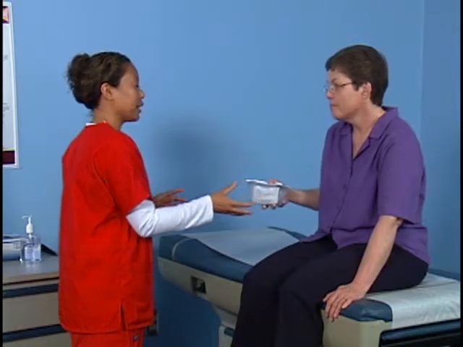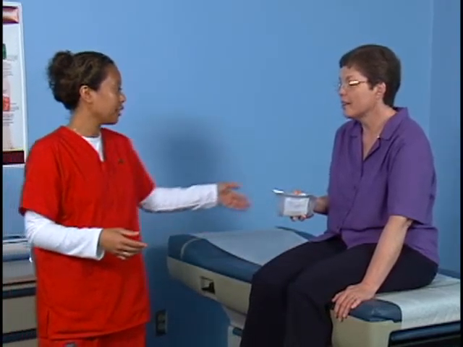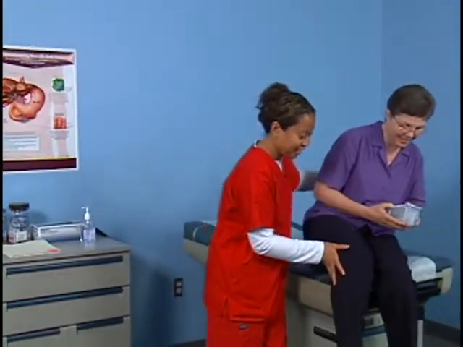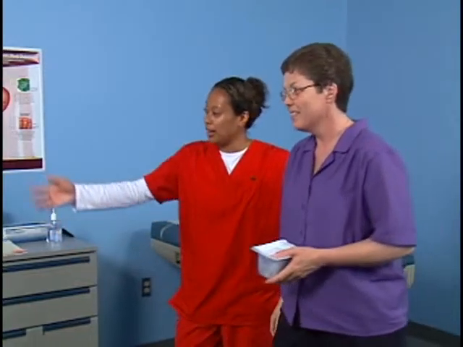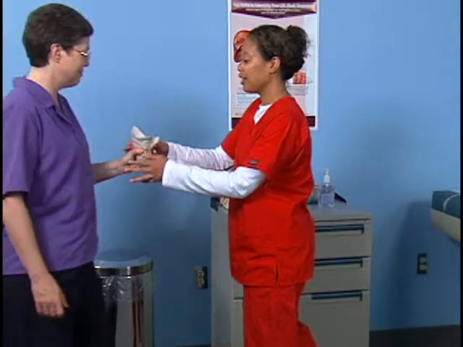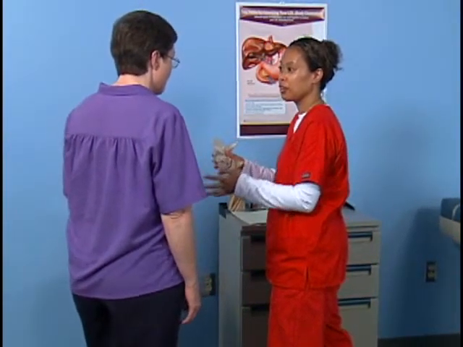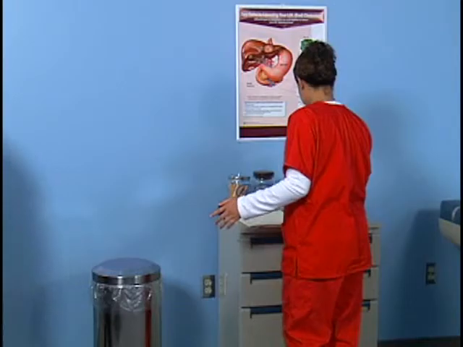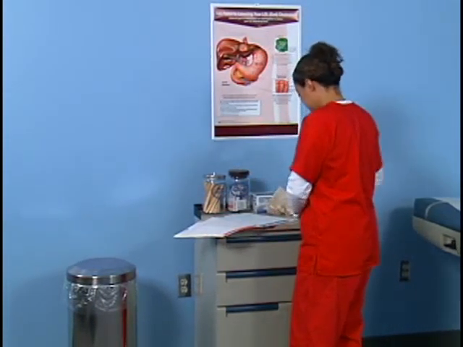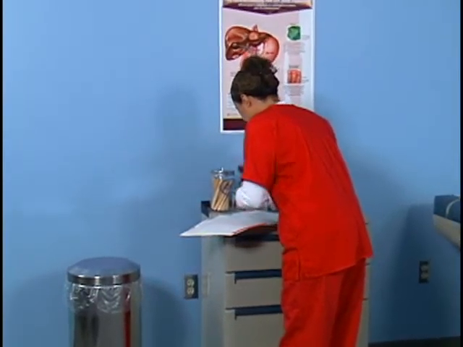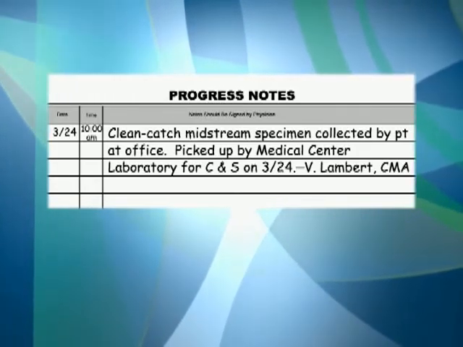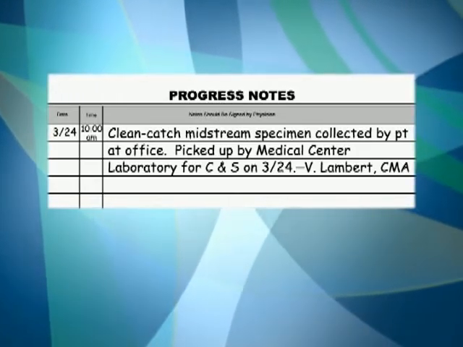Provide the patient with instructions about what to do with the specimen after it has been collected. The specimen may be placed in a designated area or handed directly to the medical assistant. In this office, the specimen is handed to the medical assistant. Chart the procedure. Include the date and time and the type of specimen collected. Also record the date the specimen was transported to the outside laboratory.